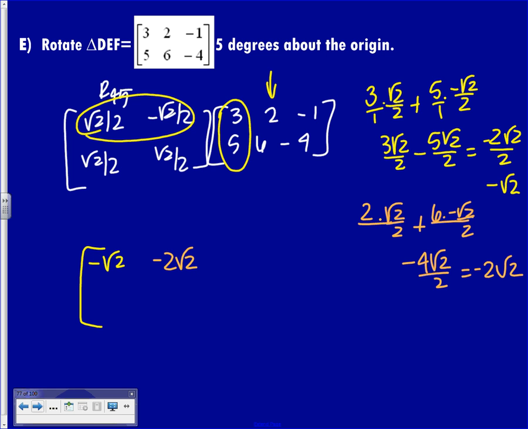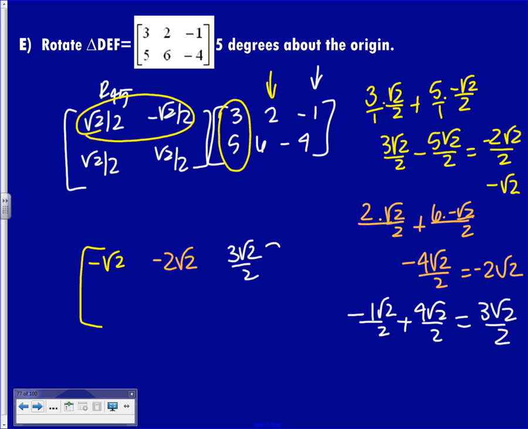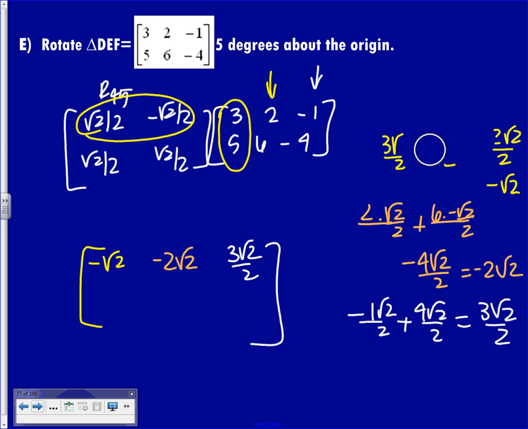Moving over to my last column here, that's going to be -1 square root of 2 over 2 plus, because negative times a negative is plus, 4 square roots of 2 over 2. That gives me a total of 3 square roots of 2 over 2, because I have -1 plus 4 is 3. And then that one will not simplify down at all. So there's my top row. Okay, now I'm just going to erase some of this stuff, so I've got room so that we can do the second row here.